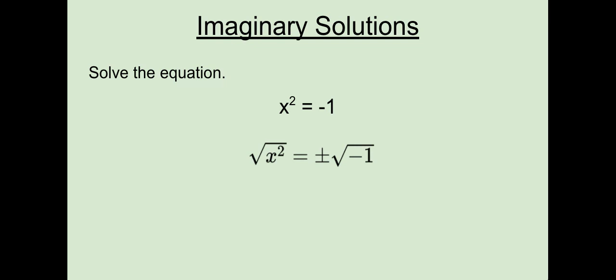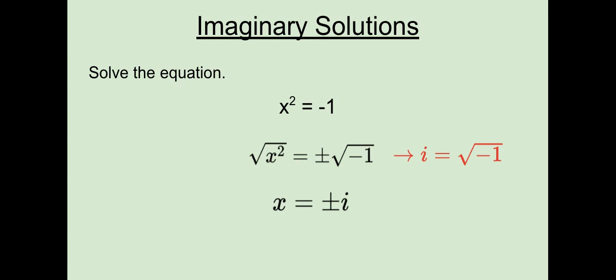I know that the square root of negative 1 has to use this new concept we just developed, where i equals the square root of negative 1. So the square root of x squared is x, and the square root of negative 1 is i, so x equals plus or minus i.